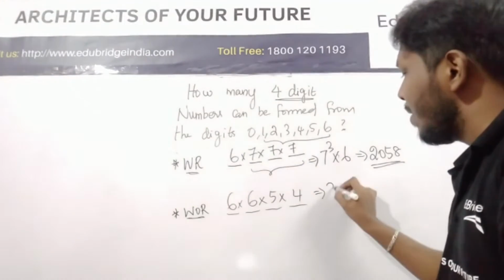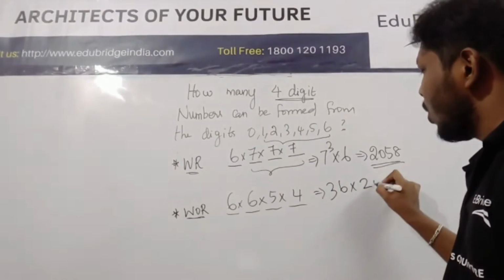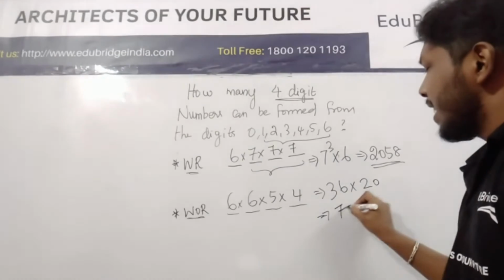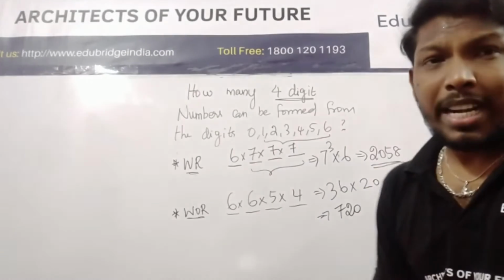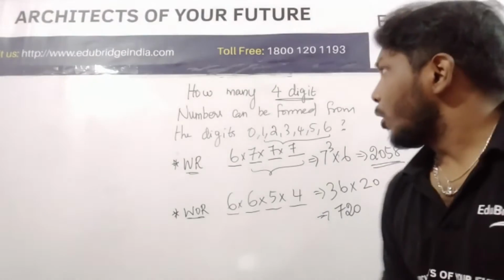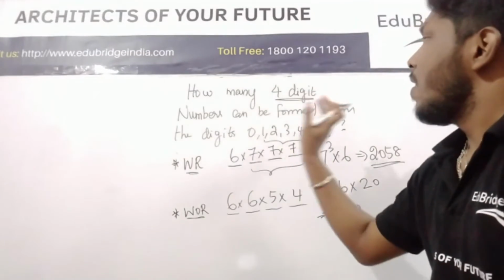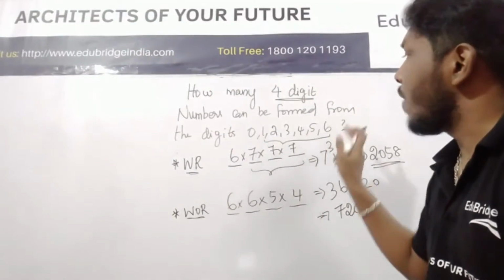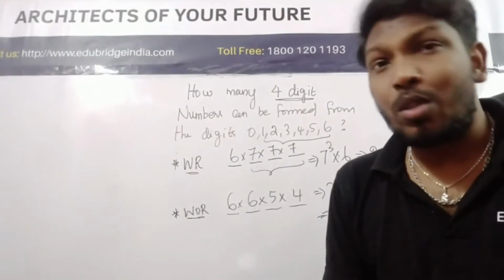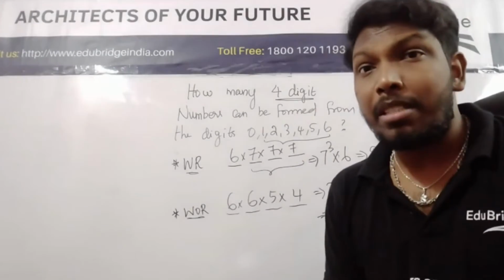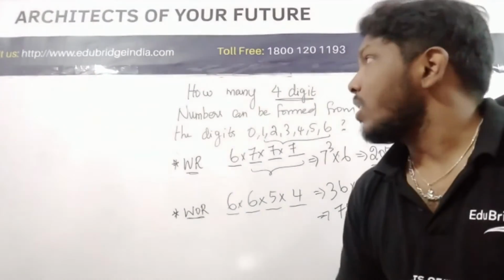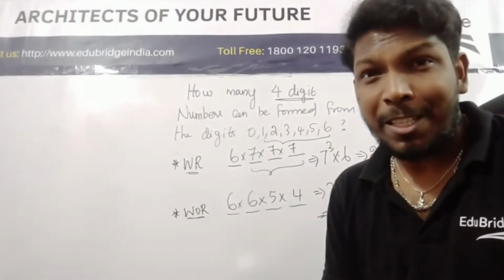So what is the answer over here? 6 into 6 will be 36. 36 into 20. My answer would be 720 ways I can form a 4-digit number from the digits 0, 1, 2, 3, 4, 5, 6 without repetition. So these are the 2 important types, with repetition and without repetition, that come under number permutation.